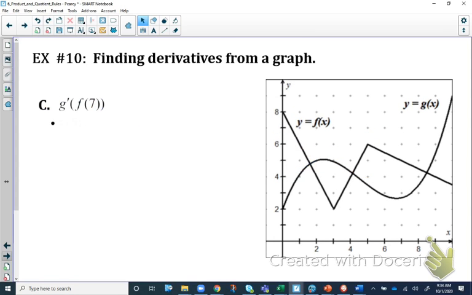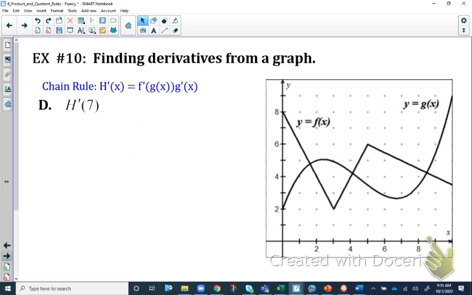Here, finding the derivative again. Here we're looking at it as a composition. So here we're not going to expand on what they're giving us. We're going to take function f and find its input. So function f at 7 has an output of 5. So now we're looking at what is the slope of a line tangent to function g when x is equal to 5. In this case, I'm approximating it to be about a -3/4.